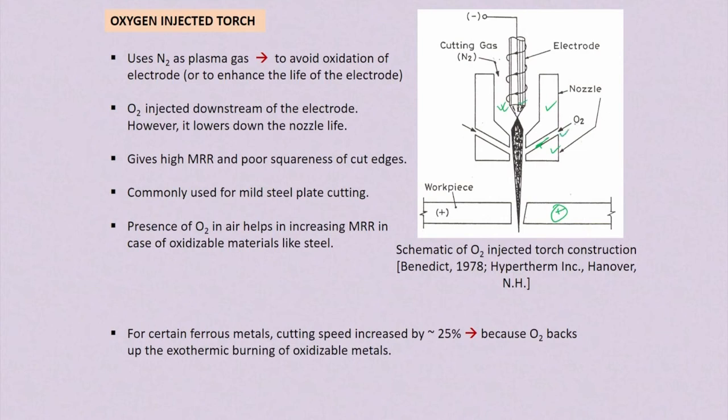Here you can see, as I already told, oxygen is injected through the nozzle. The oxygen oxidizes the electrode and lowers down the nozzle life. It has a certain application. Why is this oxygen used? Because due to the flowing of this oxygen, the material removal rate becomes very high for a ferromagnetic material.